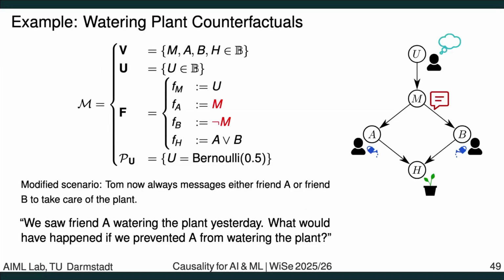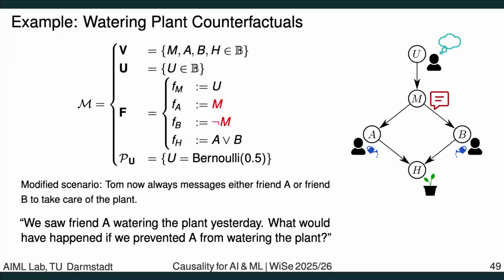I modified the scenario slightly. This time, Tom always messages one of his friends. He just decides for one of them. So either he messages friend A and A takes care of the plant, or he messages friend B, who takes care of the plant. But it's either A or B, not both together. And let's assume we saw friend A watering the plant yesterday, and we want to know what would have happened if we prevented A from watering.